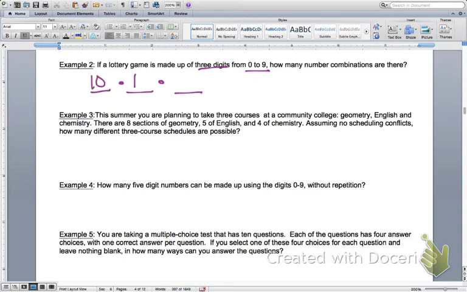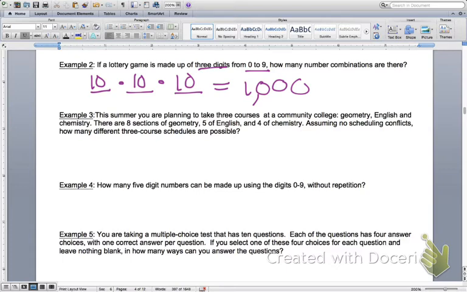So we're going to go ahead and fill in each of those spots with 10. So 10 times 10 times 10, and that's just going to be 1,000. So 3 zeros. So there's 1,000 different combinations that we can make with a 3-digit number. We're using all numbers from 0 to 9. Let's look at number 3.